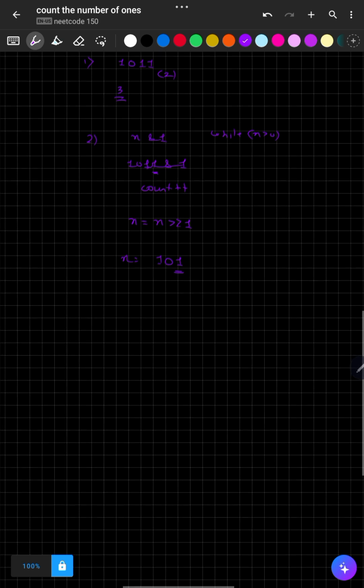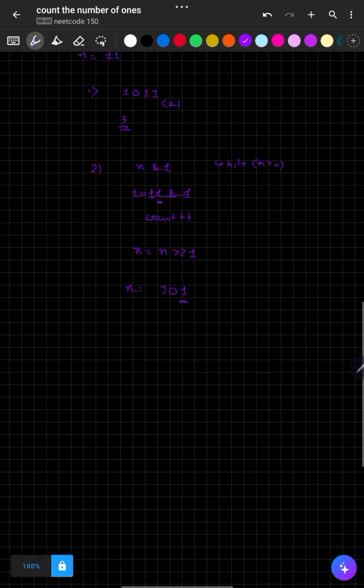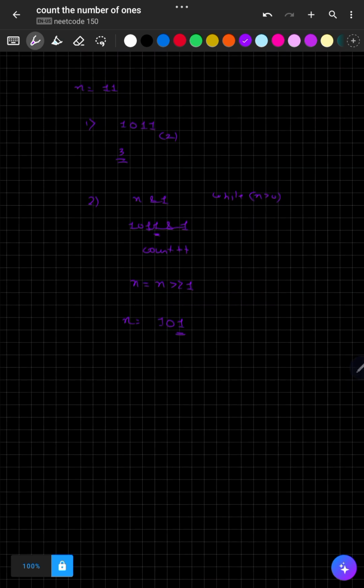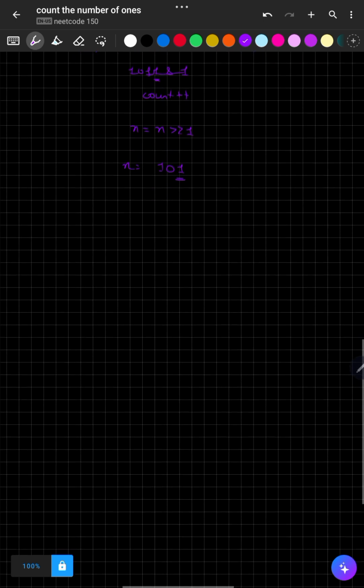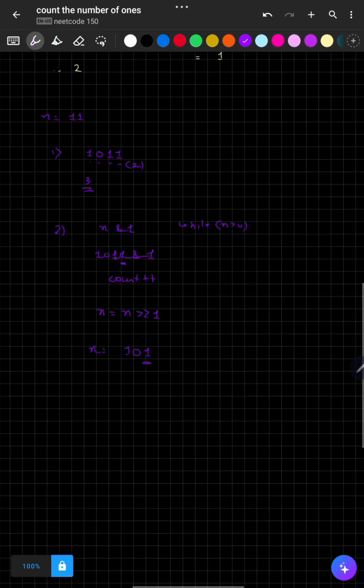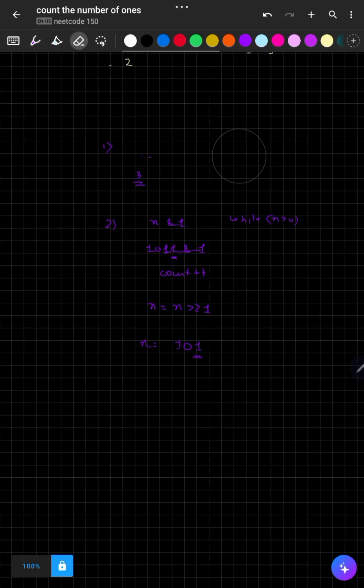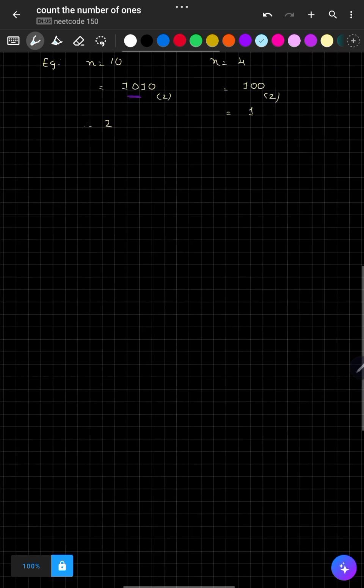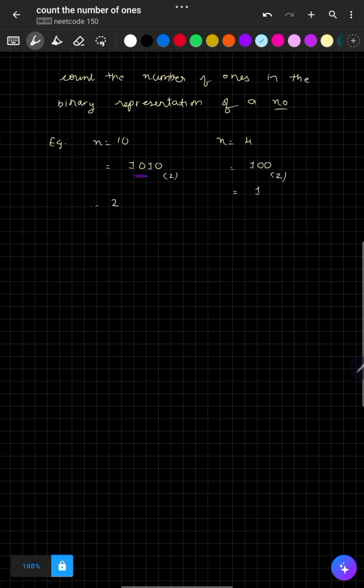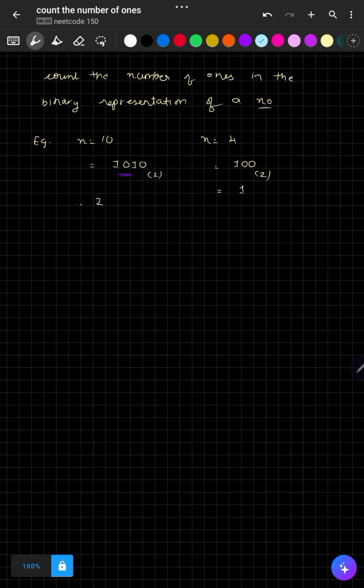But then what we're gonna do now is something different. In both of these you have to traverse each and every bit which is present in the binary representation. But there's another shortcut method which is actually a little difficult to think of. However, even when you know the solution, we struggle to find out the reason behind it.